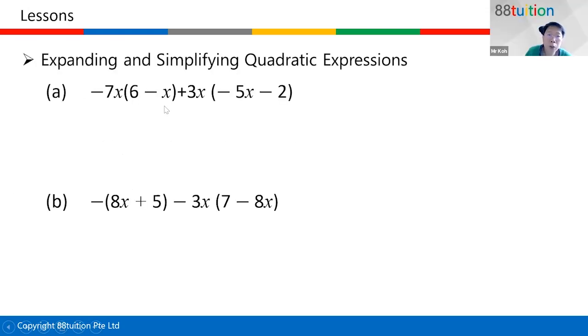Okay, so we are going to look at the different components. First, what Mr. Ko shows you, expanding and simplifying quadratic expressions. So we have A and B here. Let's see whether you are able to do A and B or not. Okay, can you do A and B? Okay.